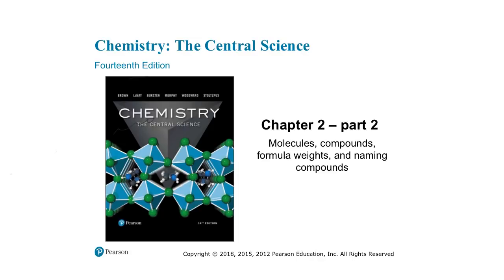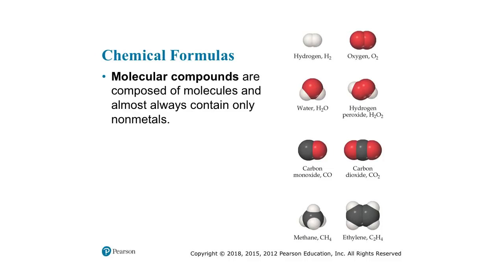This is the pre-lecture video for the second part of Chapter 2. Moving beyond the periodic table we saw in our previous video, we move towards compounds and molecules. Let's discuss chemical formulas. A chemical formula describes the number of atoms that are bonded together to make up one molecule of a given substance.